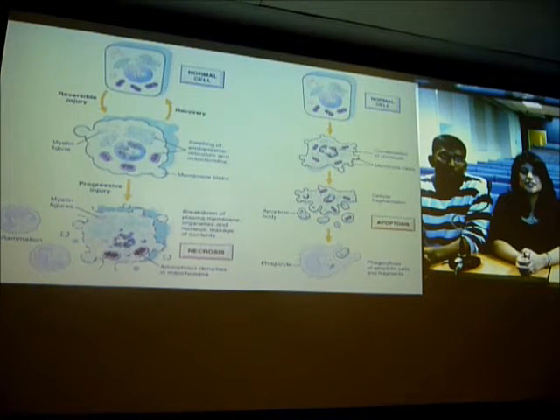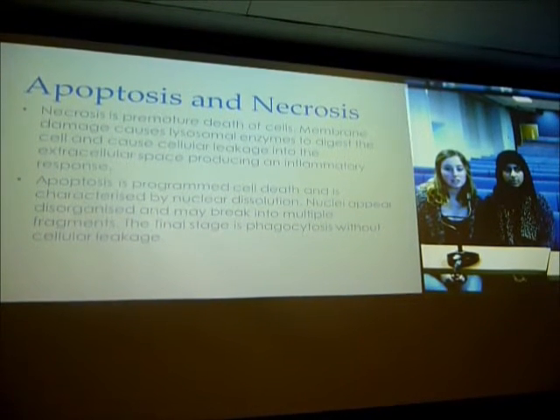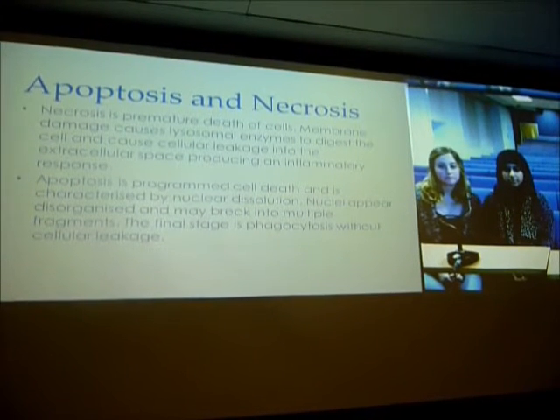This picture shows apoptosis and necrosis. Severe damage to the membrane causes lysosomal enzyme leakage, leading to cell digestion and a preventative inflammatory response production.